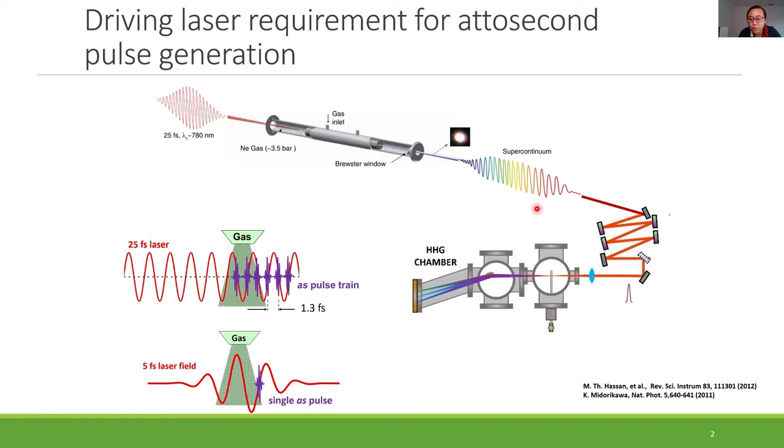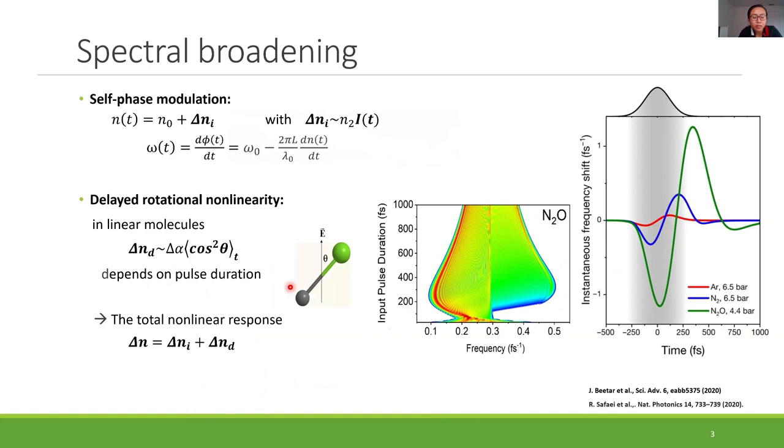So first of all, we should know what the spectrum of molecular gas is like. The main nonlinear process to cause spectral broadening in hollow-core fiber is self-phase modulation, in which the high-intensity laser causes a change of the refractive index. Instead of using atomic gas, if we use linear molecular gas, its rotational nonlinearity will additionally contribute to the change of the refractive index, and this process will depend on the pulse duration. The experimental and simulated results show that the spectrum from N2O has a heavy redshift when we use around 300 femtosecond pulses of a ytterbium laser.